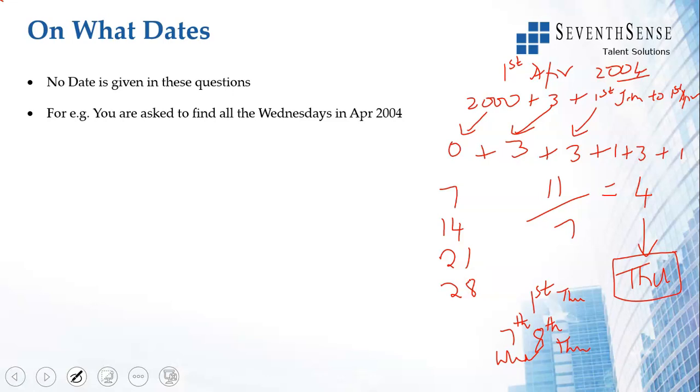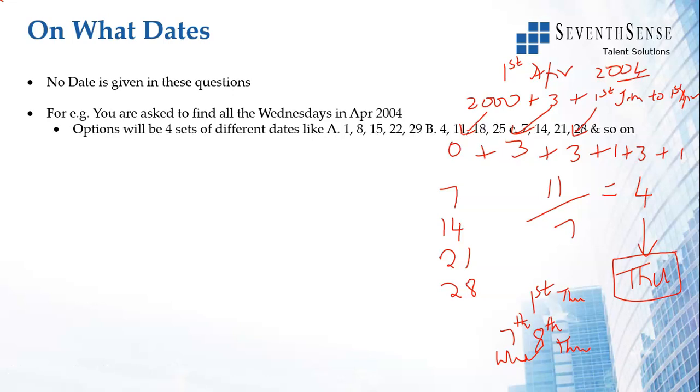The options would be 1, 8, 15, 22, 29, 6, 13, 20, 27. So they would give days that have a difference of 7. You take the first day of that month, whichever month they ask, you find the first day of that month, and you see if the first day of the month is some day, what is the day that they have asked. You saw that the first day of the month of April is Thursday. They have asked for Wednesday, so the first Wednesday is going to be on 7th.